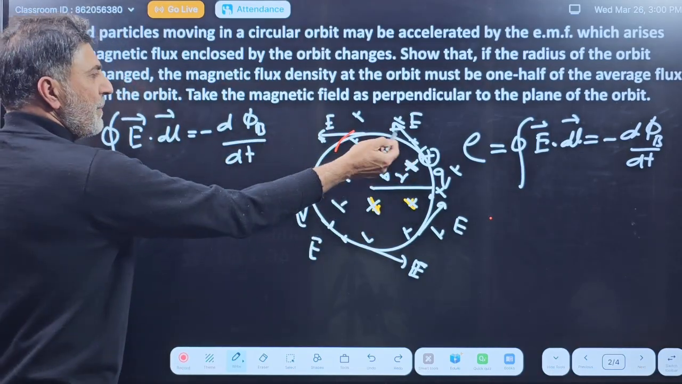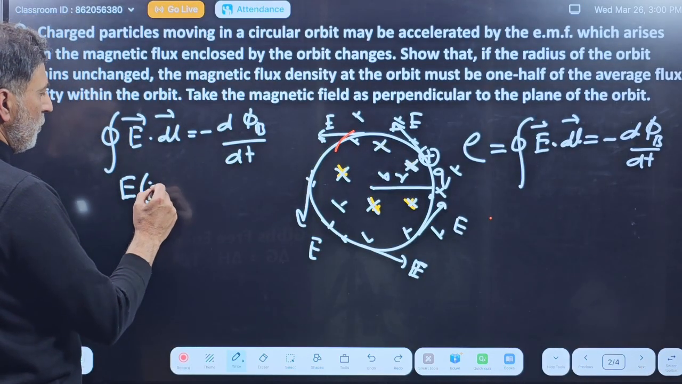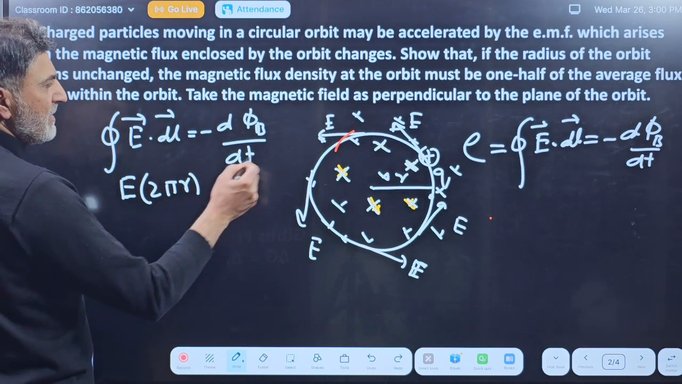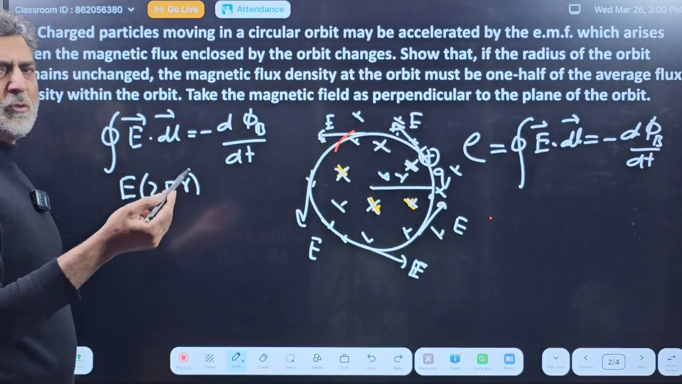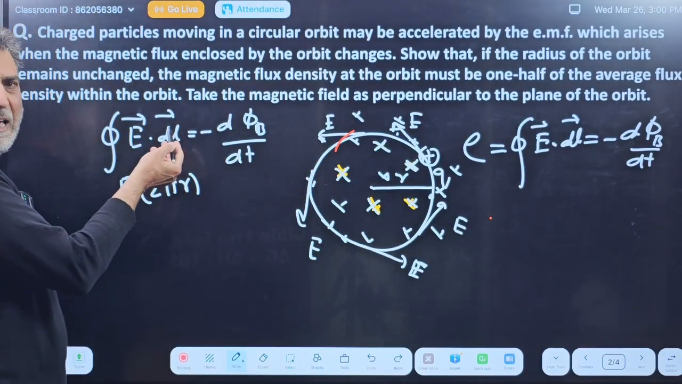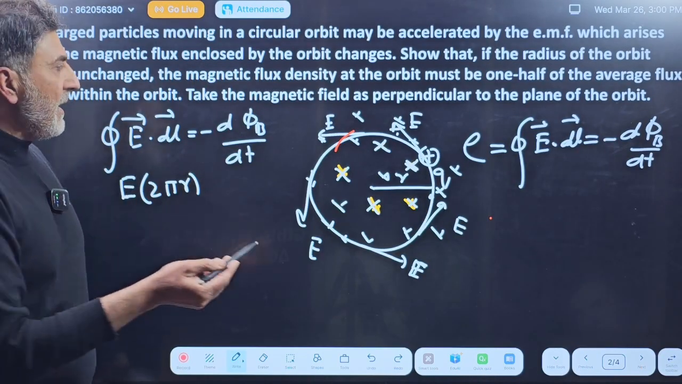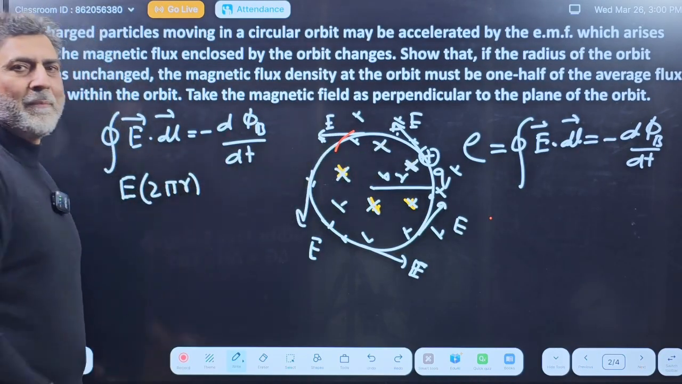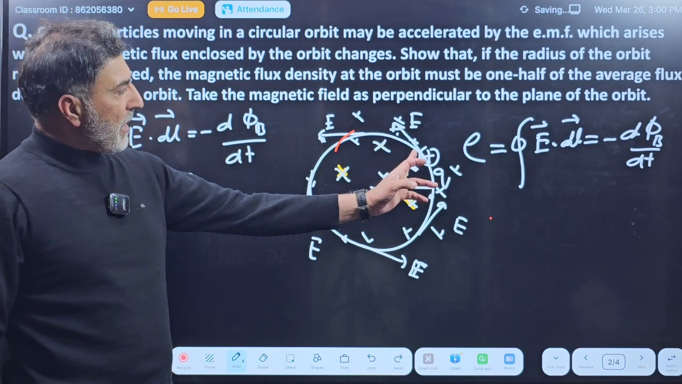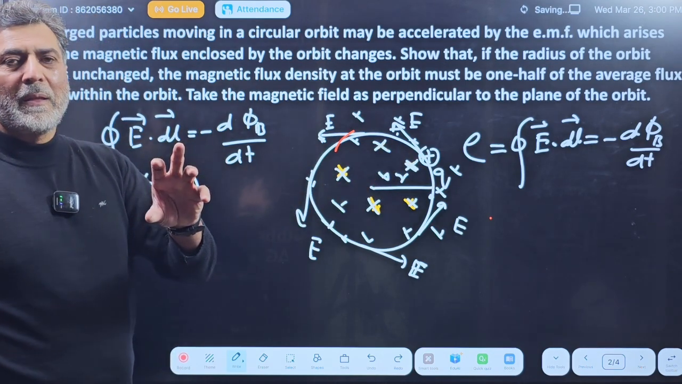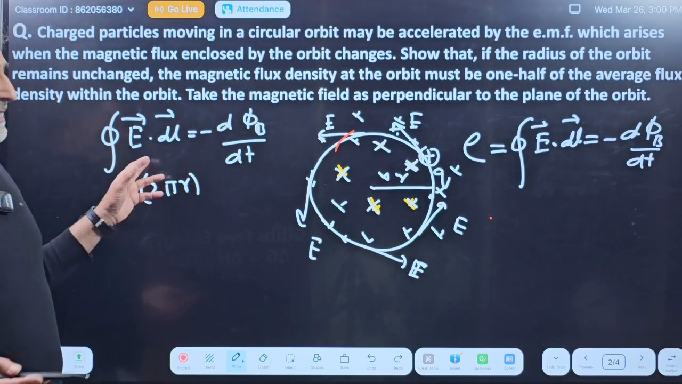The integration of the electric field over this path is E into 2 pi r, because the angle between the path length and the electric field is 0. So the dot product goes to cos 0, that is 1, so it is E dl. E will come out, and the integration of dl is L, and this L is 2 pi r. Again, I will repeat: the angle between the path length and the electric field is 0, and cos 0 is 1, so it becomes E dl cos 0, that is E dl.